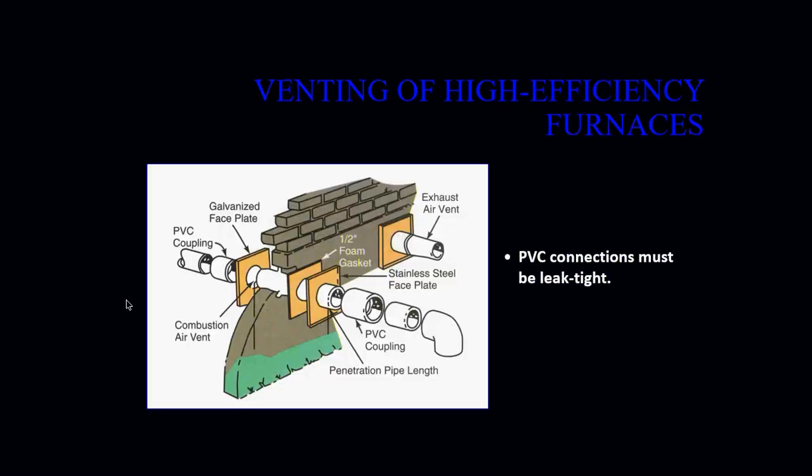Okay, PVC connections must be leak tight. We must be using PVC primer and PVC glue to properly make the connections. And if it is penetrating through a sidewall, our intake is always facing down. Our exhaust is always facing straight out.